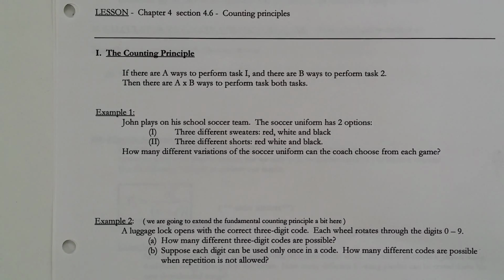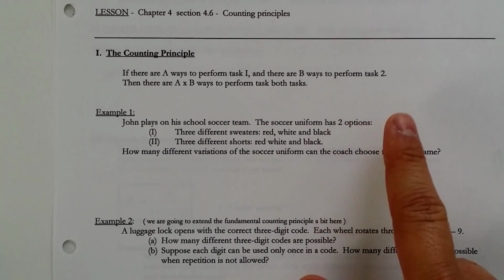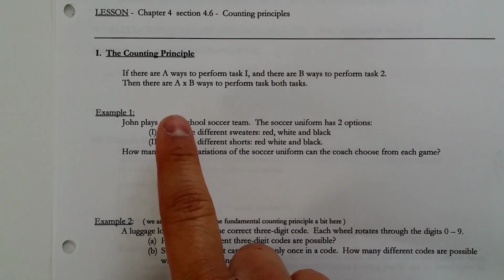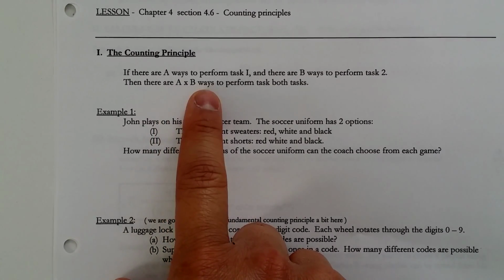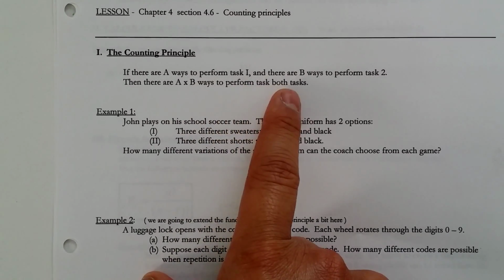Section 4.6, the counting principle. The counting principle gives us a way to count objects with specific arrangements sometimes. Here's what the counting principle tells us, and this is the last section of chapter 4. If there are A ways to perform task 1 and there are B ways to perform task number 2, then together there are A times B ways to perform both tasks.